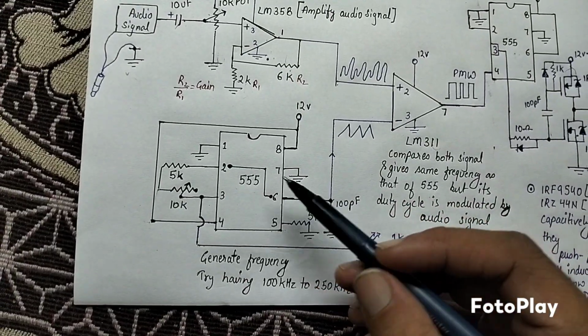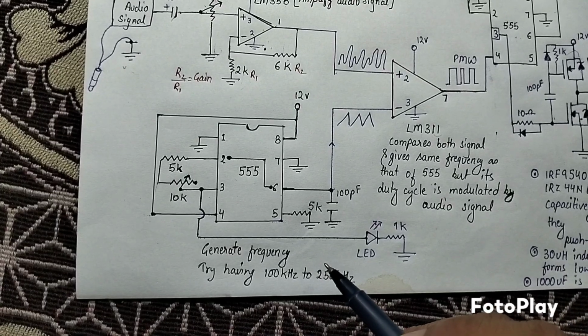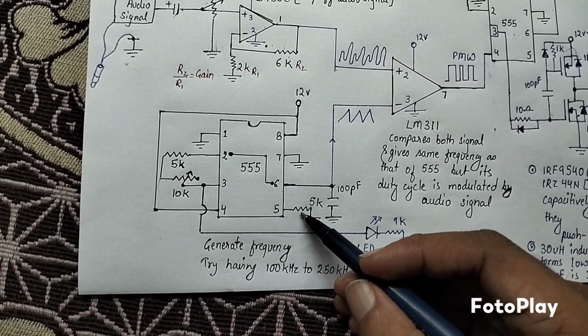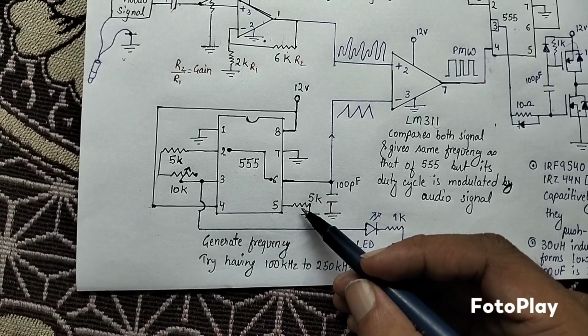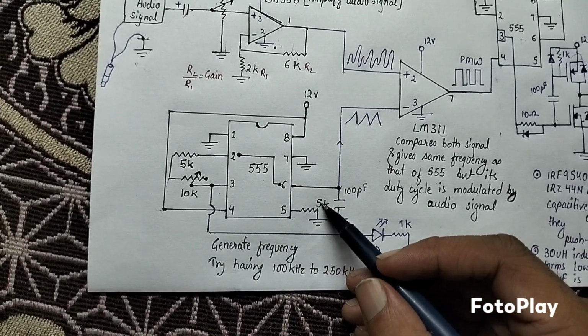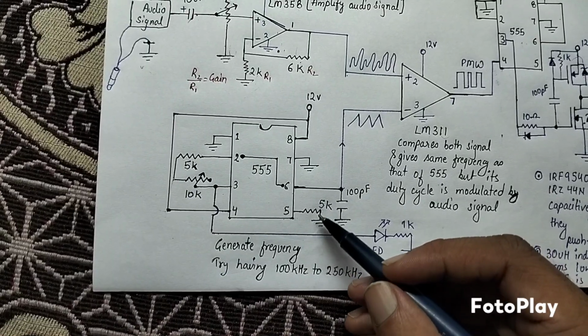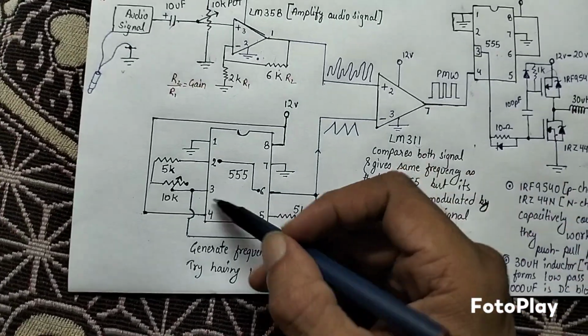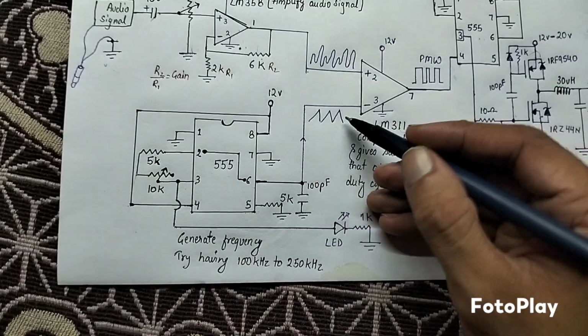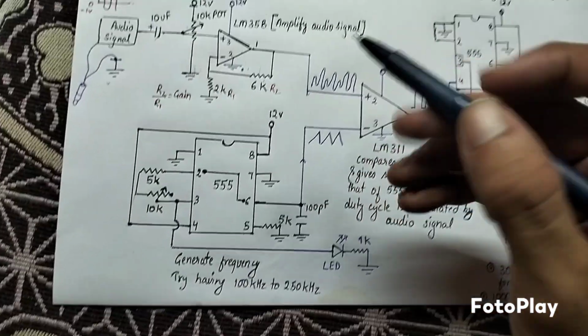Here we have a 555 timer set in a non-conventional astable mode. This 5k resistor here fixes the duty cycle at 45%. If you want 50%, go with 10k. If you want more duty cycle, raise the value of the resistor. If you want less duty cycle, decrease the value of the resistor. Output is not taken from pin 3; rather it is taken from the timing capacitor to get these triangular waves.